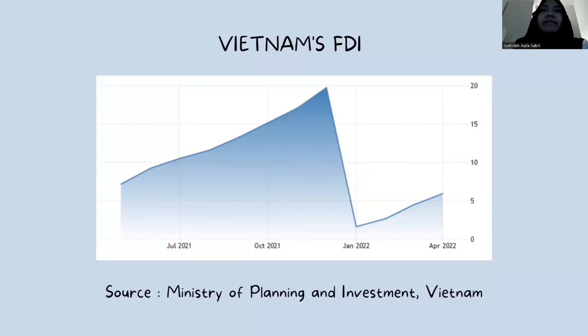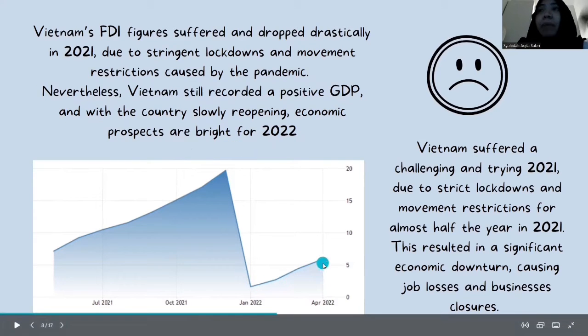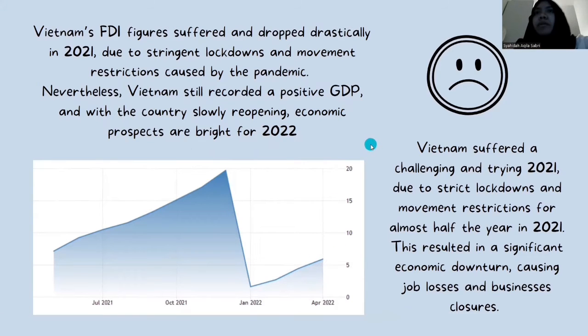Ni Vietnam punya lah. So Vietnam's FDI figure suffered and dropped drastically. As you can see dekat sini, at one point dia jatuh drastic, and this is due to the stringent lockdown and movement restrictions caused by the pandemic. So most Asian countries memang during pandemic diorang jatuh teruk lah. Nevertheless, Vietnam still recorded a positive GDP, and with the country slowly reopening, economic prospects are bright for 2022. Why bright? Sebab nampak ni drastic jatuh, but they are actually slowly going back up. So there's still hope for them to be back on top.